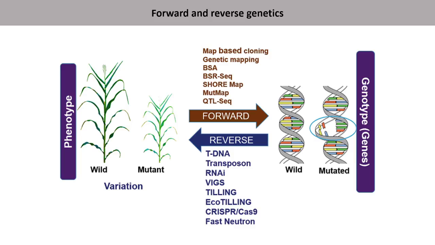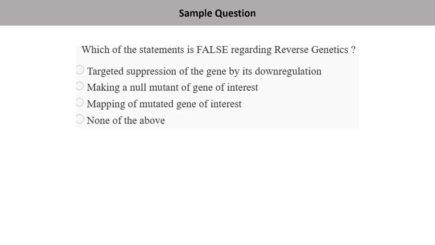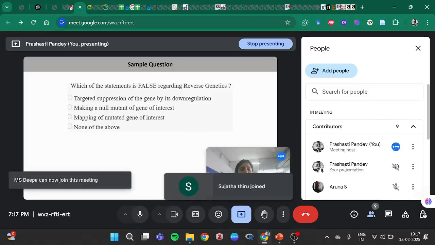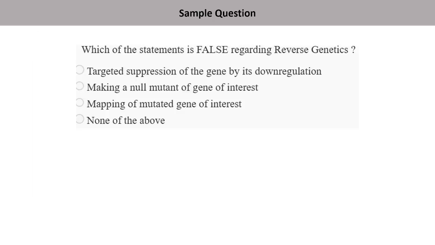Now, with this information, coming back to our question: which of the statements is false regarding reverse genetics? The first one is targeted suppression of the gene by its down regulation. Targeted suppression is nothing but using the RNAi technique or the CRISPR-Cas9 technique, and these techniques are used to alter the gene and thereby alter its phenotype, which will be studied later. So yes, this is true about reverse genetics. The second one is making a null mutant of the gene of interest.